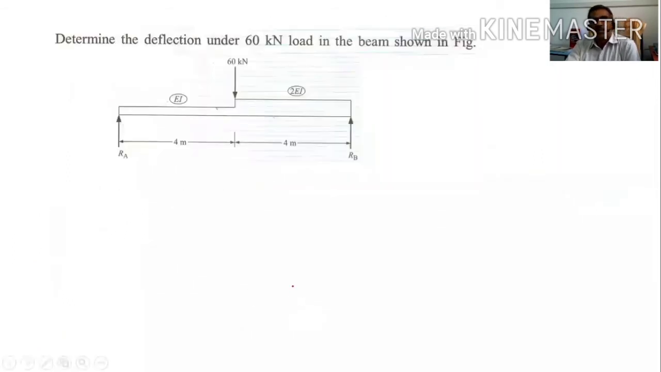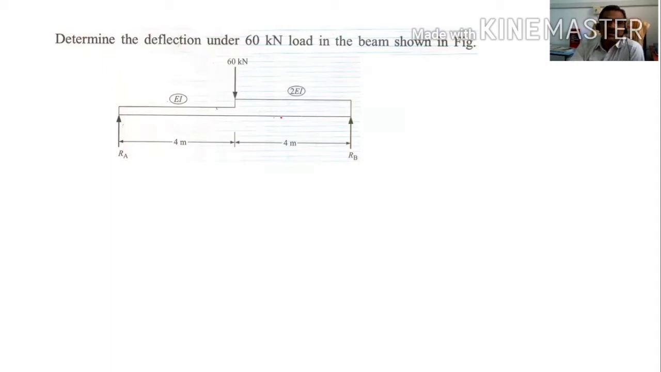Now you see this problem. In this problem, determine the deflection under the 60 kilonewton load, as shown in the figure. Here the beam is not having a uniform cross section. Up to this, one cross section. After that, another cross section. There are two cross sections. These types of problems cannot be solved by the double integration method, because the EI value is changing. So for this, the energy method will be suitable.